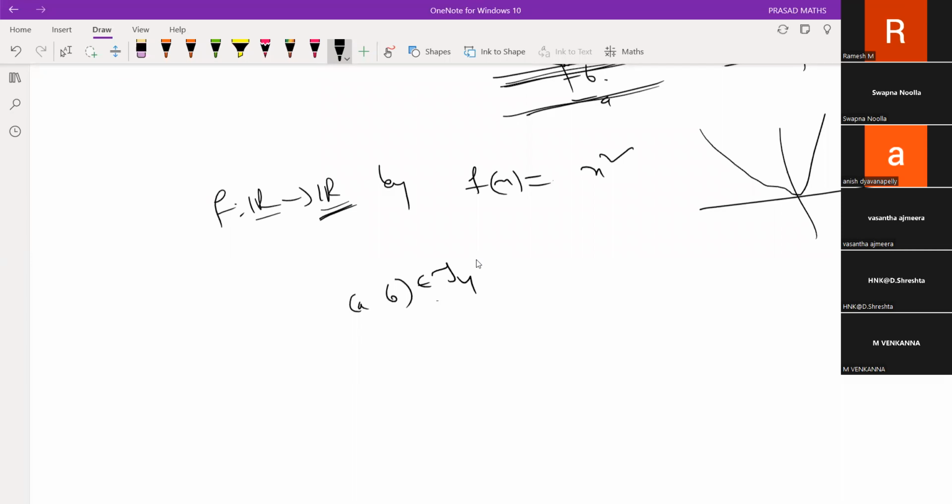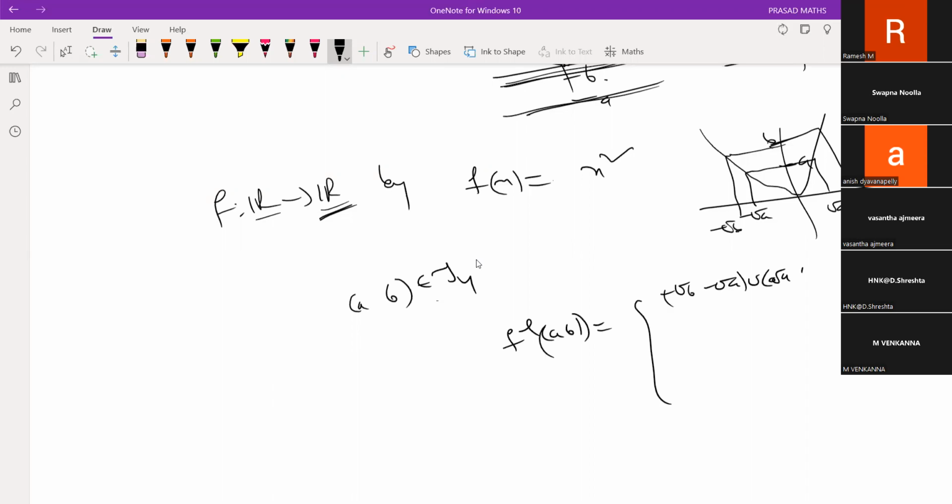Look at its inverse image. Suppose a is here, b is here. What is the inverse image? This is root a, this is minus root b, this is plus root b. So the inverse image is minus root b to minus root a, union root a to root b, whenever a is positive and a is less than b.